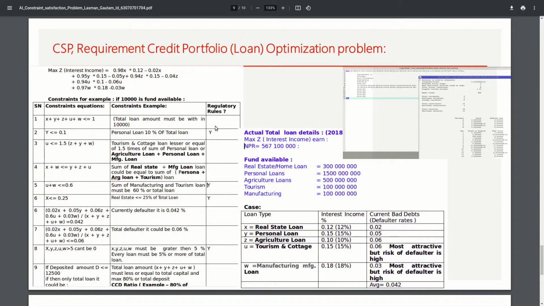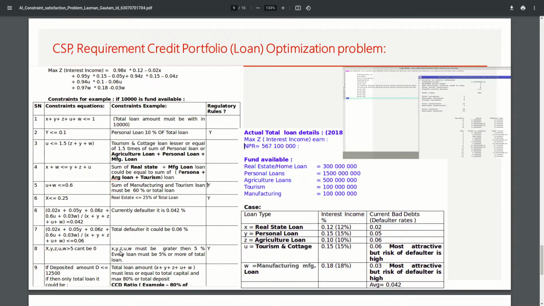So there are some regulatory requirements, rules, which I have highlighted here. It says that the personal loan total investment, or the total lending amount in the personal loan category, should not be greater than 10% of the total loan funded amount. Another constraint is that the sum of manufacturing and tourism loans cannot exceed 60% of the total fund. It could be lesser, or it can go up to 60%. Similarly, real estate loans must be less than or equal to 25% of the total loan funded amount.